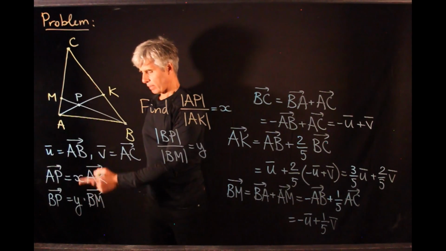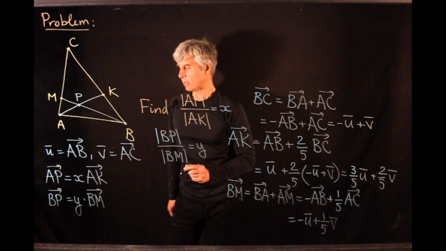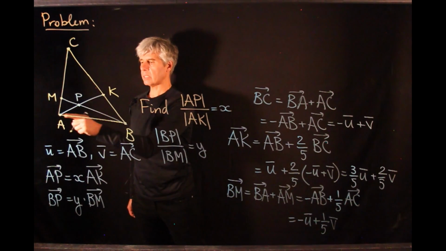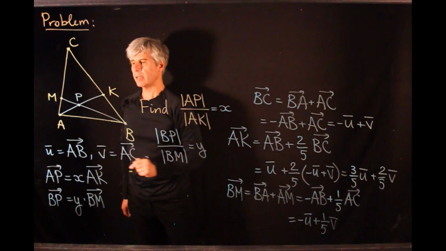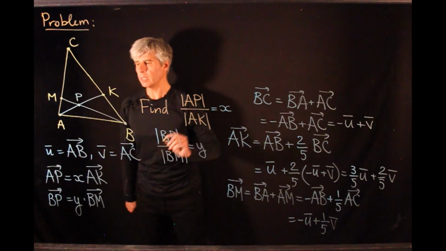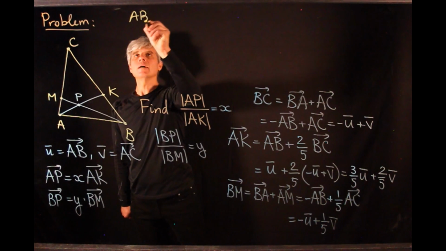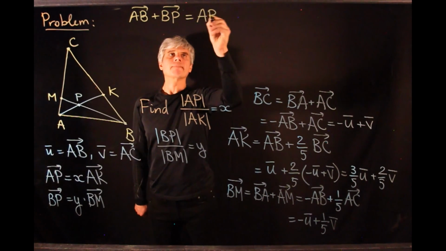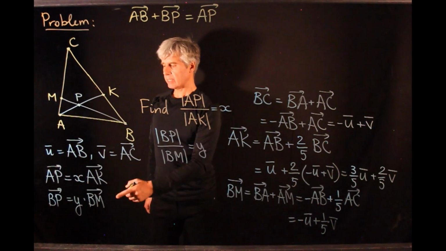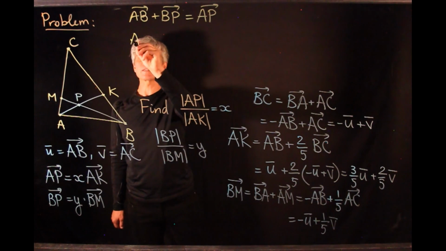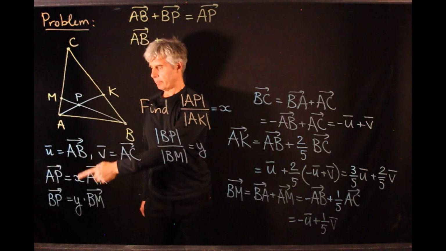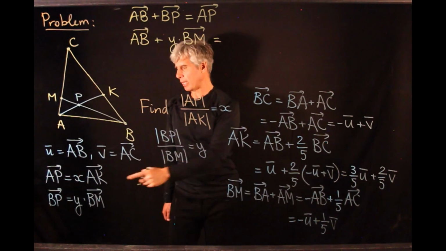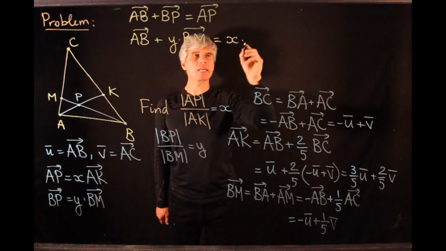Now let us relate these two vectors, AP and BP, together using a head-to-tail rule. Here we have BP and AP, and we can complete this to a triangle, ABP. Using this triangle, we can write a head-to-tail rule: AB plus BP is equal to AP. Now let us take these two equations into account. So we get AB plus BP, which is Y times BM, is equal to AP, which is X times AK.